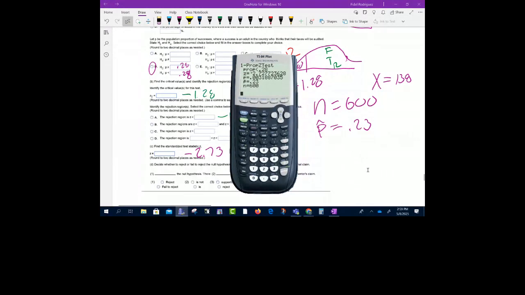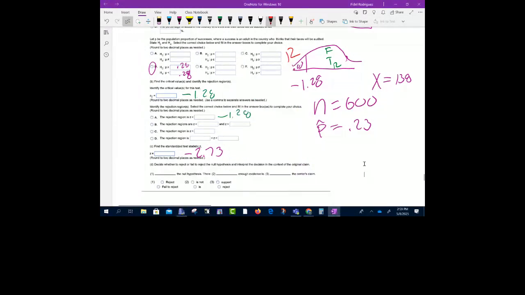Okay, so look, y'all, we're coming up with a negative 2.73. That number, y'all, is over there. We fell in the rejection region, right? So what are we going to do? We're going to reject the null hypothesis. Okay, now let's figure out what I'm going to put for my next 2 parts.